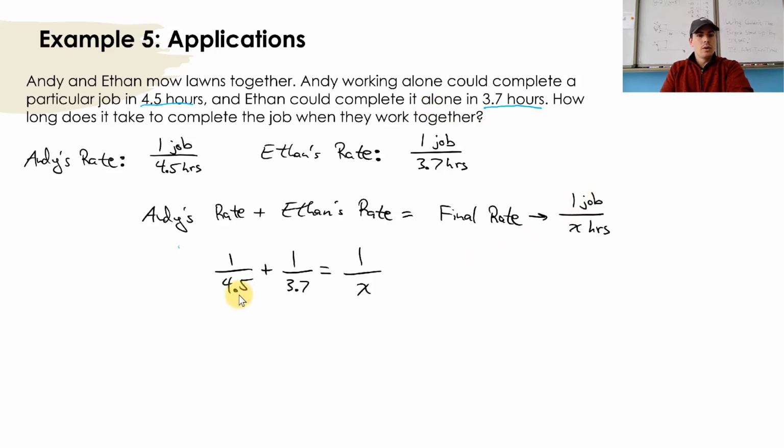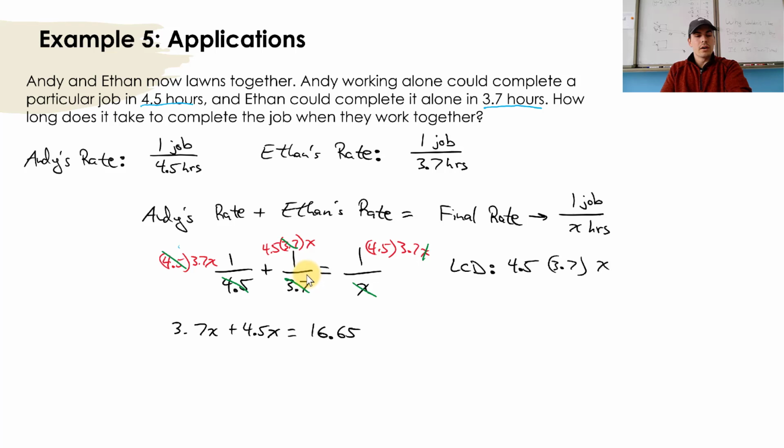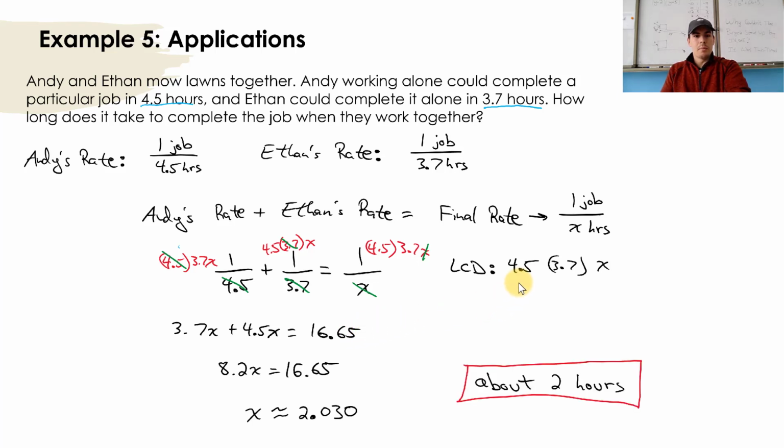Okay, so we'll have 1 over 4.5 plus 1 over 3.7 is equal to 1 over x. Again, we're trying to find x. So our LCD here is going to be 4.5 times 3.7x. So that's what we're going to multiply each term by. Go ahead and start canceling out what we can. That should get rid of our fractions as well. So I'll have 3.7x plus 4.5x is equal to 16.65. Go ahead and combine like terms, divide by 8.2 to solve for x, and we will see that it will take them about 2 hours when they work together to complete that job.